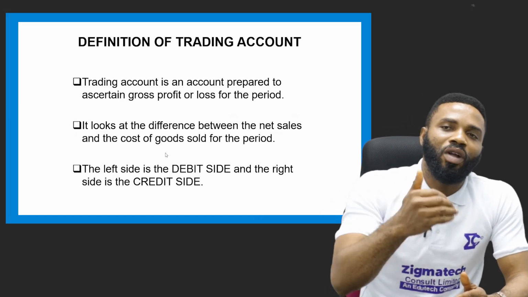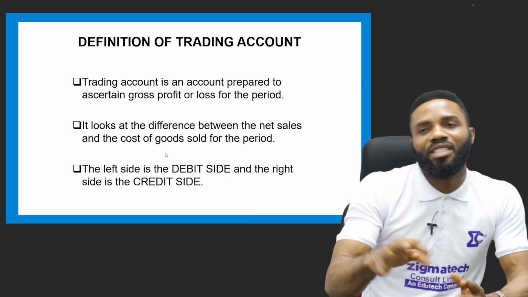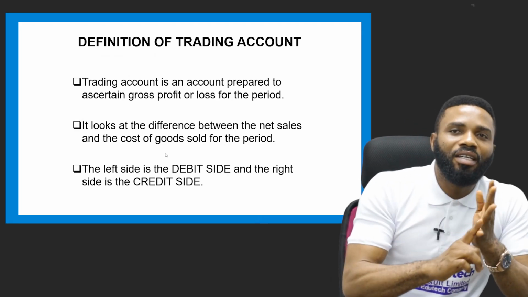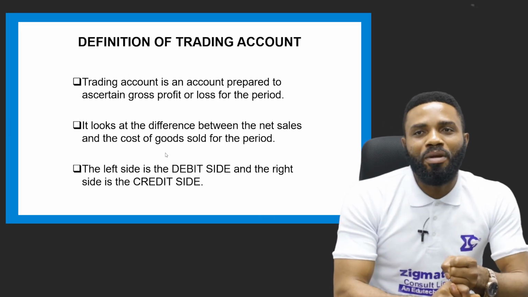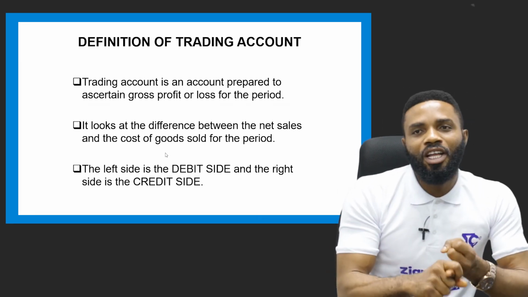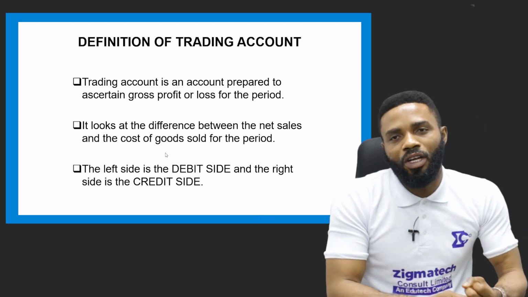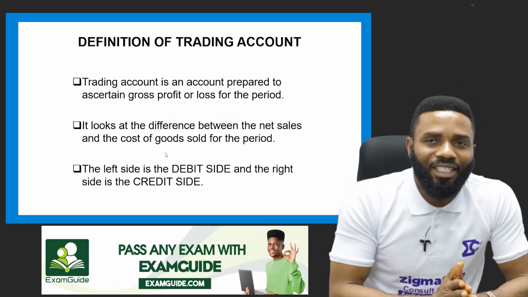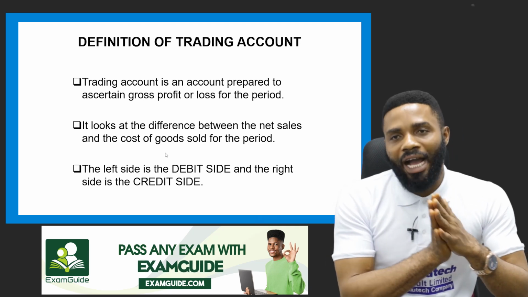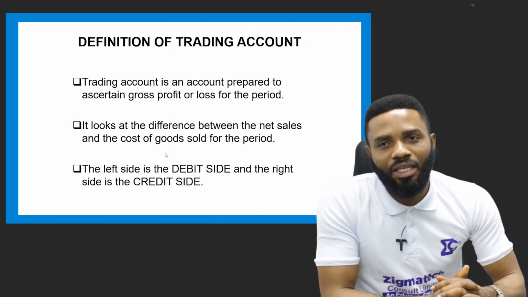Return inwards, by the time we look at the items, we are going to take time to explain each of these items. But for the sake of definition, you should understand that trading account is an account that is prepared to ascertain gross profit or loss. And then this gross profit looks at the difference between net sales and cost of goods sold for the period. And the last thing you should understand under the definition is that the left side of the account is the debit side, while the right side of the account is the credit side.